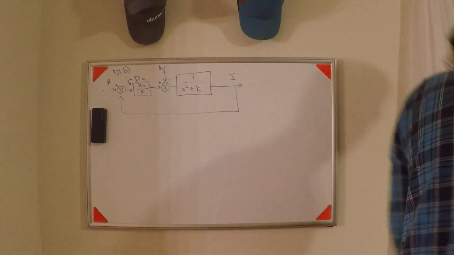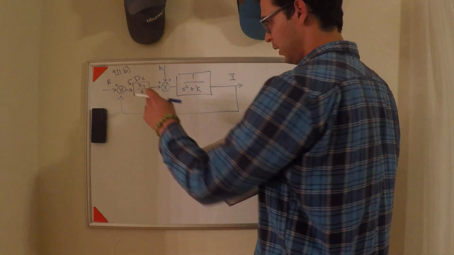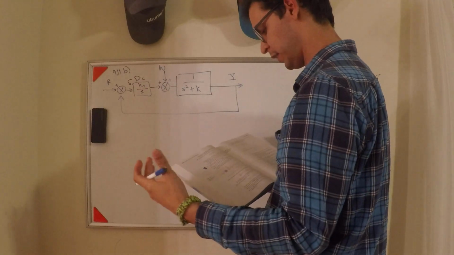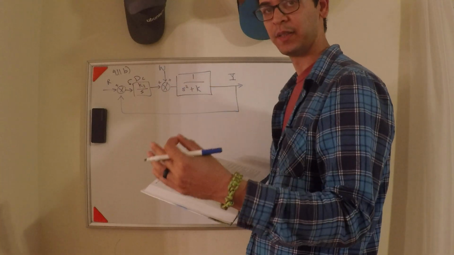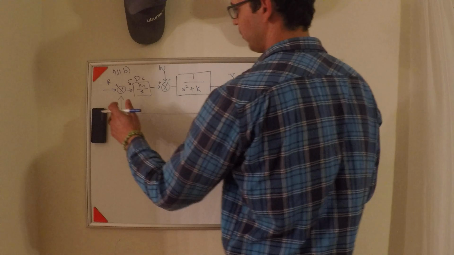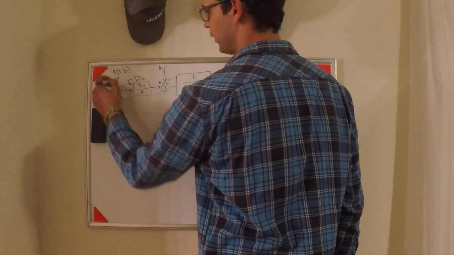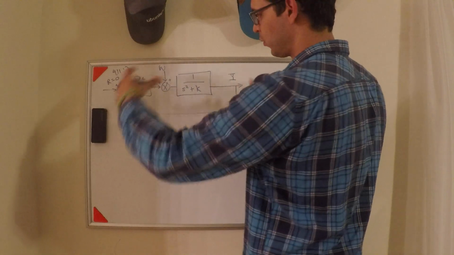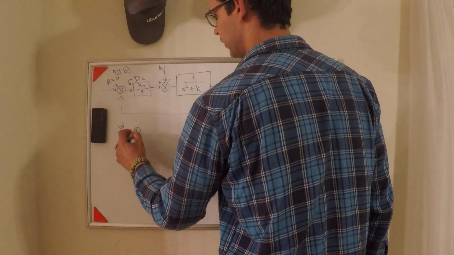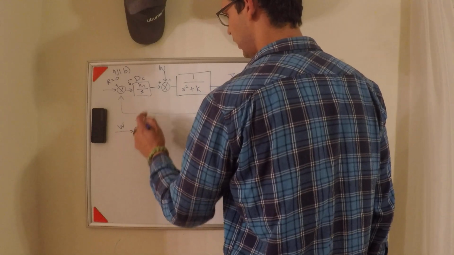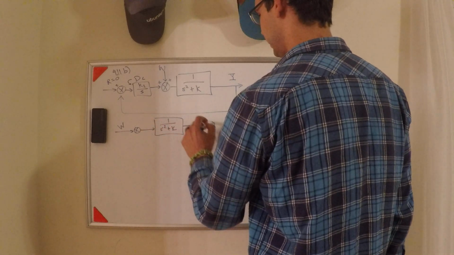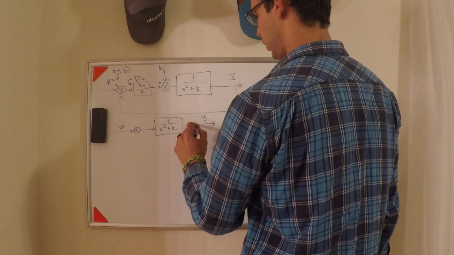So part B says, using DC from part A, what class of disturbances can you reject with 0 steady state error? Remember, when we're doing disturbances, we assume that R equals 0, and we twist the entire system. So you put the disturbance W here, and then what comes out of W? 1 over S squared plus K. Then you get Y here, and then Y comes down here.